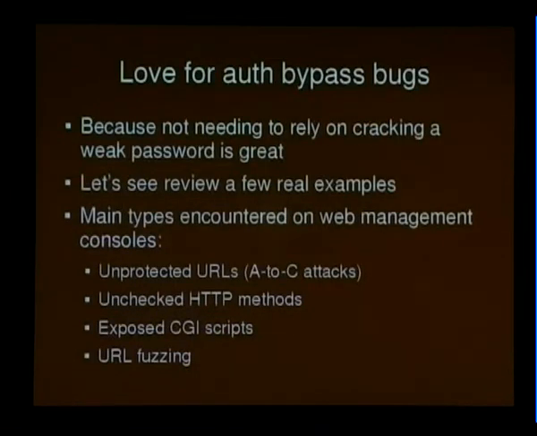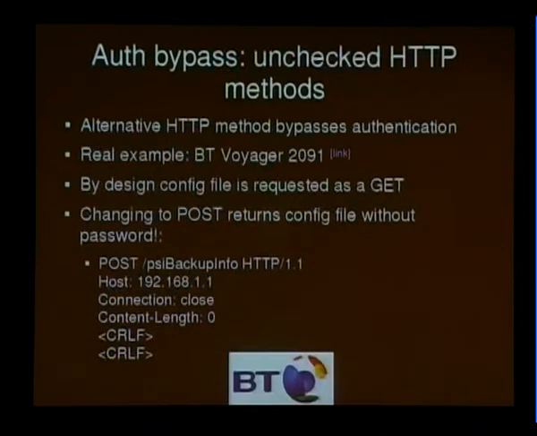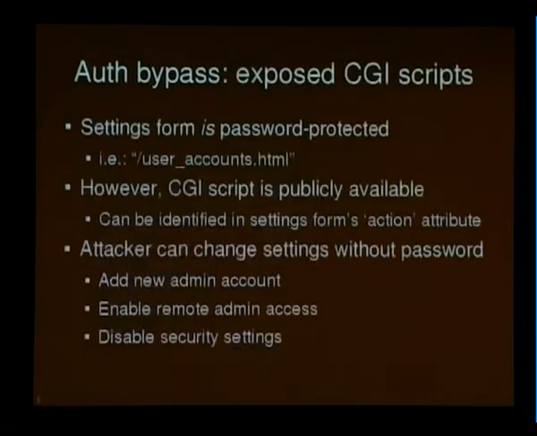I love authentication bypass bugs because it means that you can compromise a device without a password, obviously. I'm not going to go through different types. There's some very peculiar stuff that I've come across. Sometimes even changing the method from GET to POST will allow you to get a config file without a password. I found that in a BT Voyager router. Again, you play with stuff, and sometimes you find things that you just don't see coming.